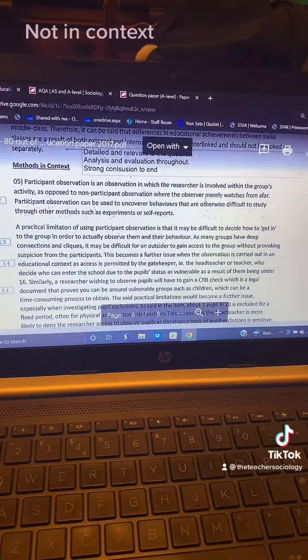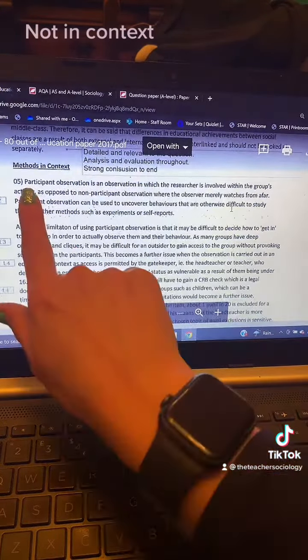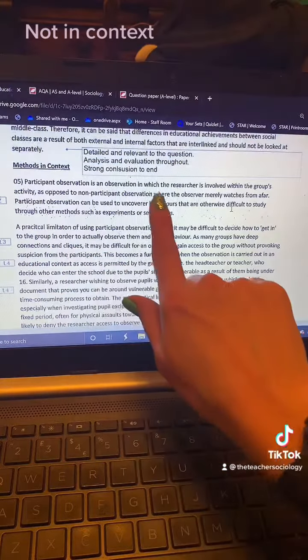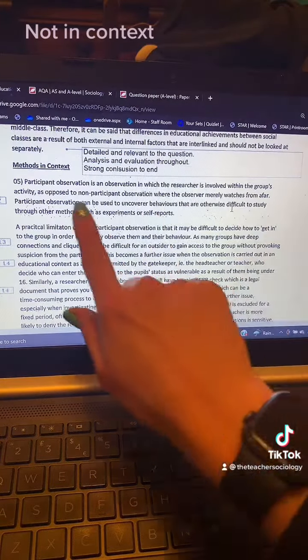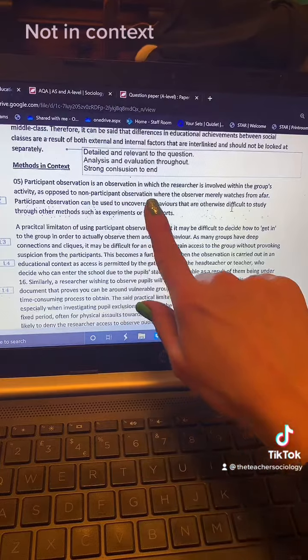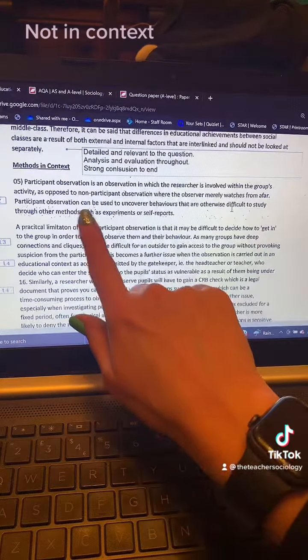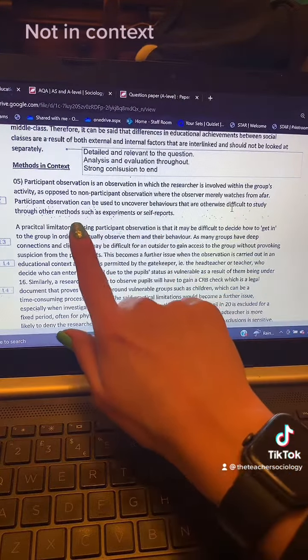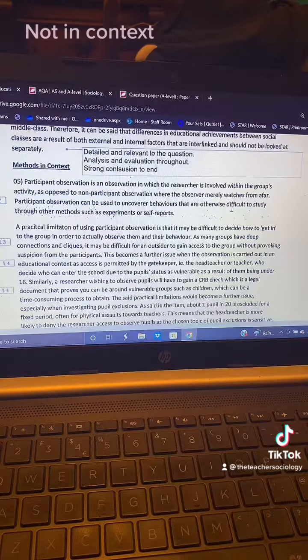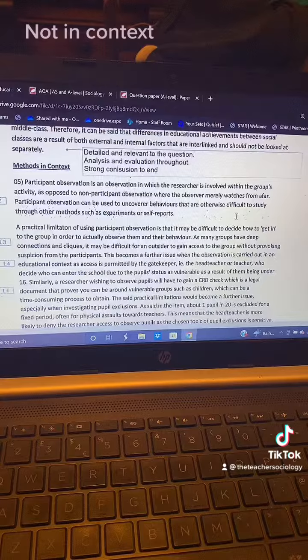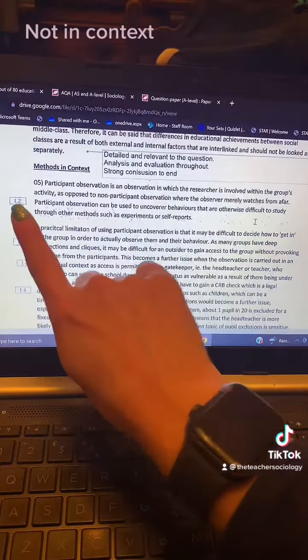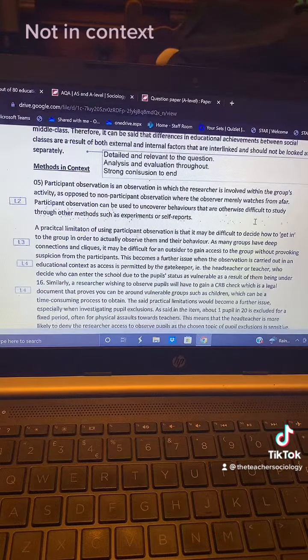So if we start off, she starts off with participant observation is where the researcher is involved with the group as opposed to non-participant observation where they're watching it from afar. It can be used to uncover behaviours that are difficult to study using other methods. So that is just about the method. So as a result, this only gets a band 2. Okay, so it's quite stated, it's not developed, and there's nothing about the context of education.